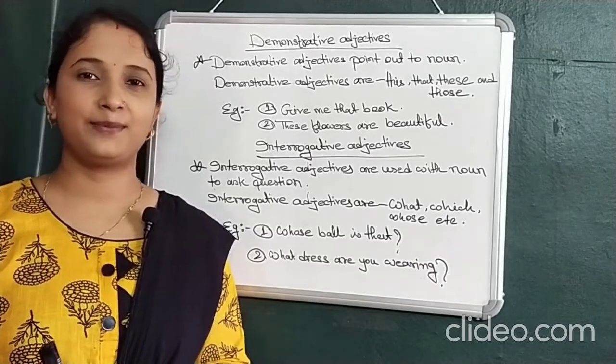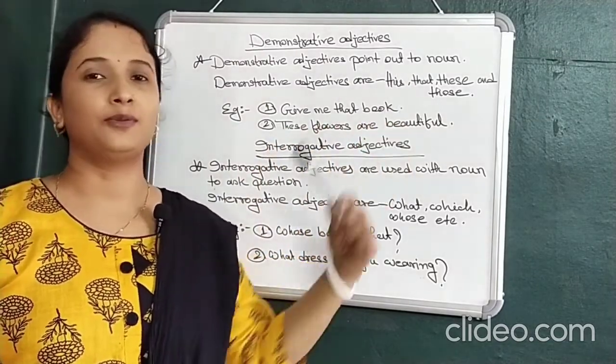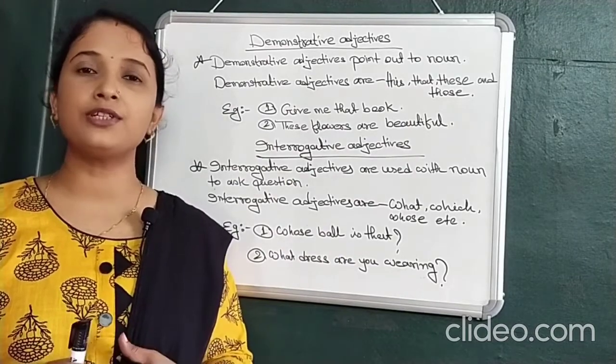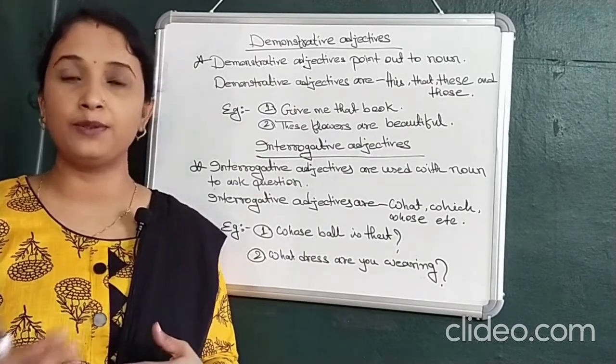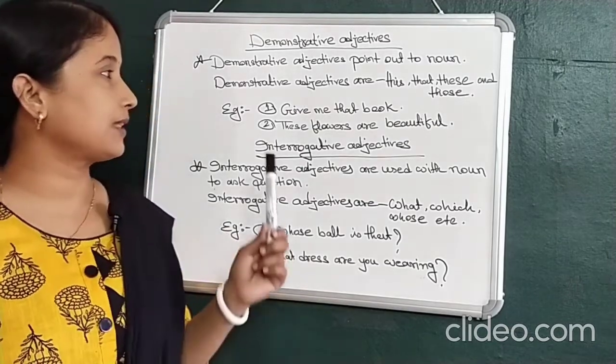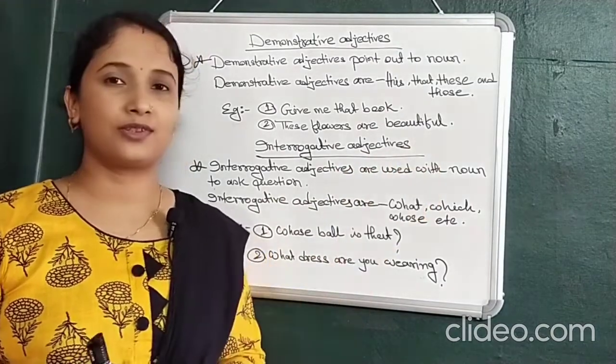Demonstrative adjectives point out a noun. Demonstrative adjectives always come before the word they modify. Demonstrative adjectives are this, that, these and those.